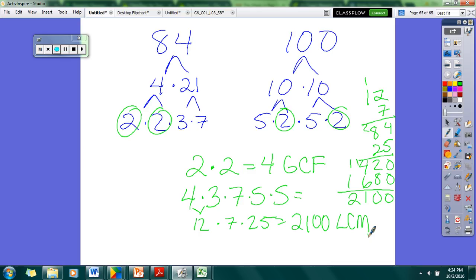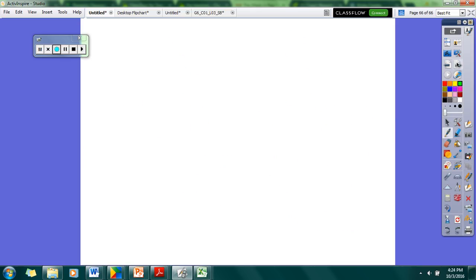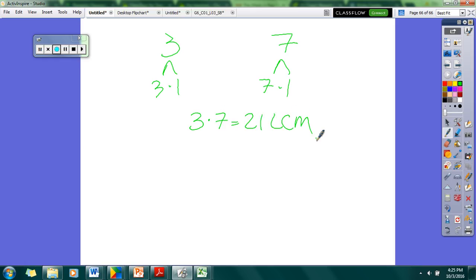I want to show you one more example of what happens when I have small numbers like 3 and 7. Okay, these are both prime numbers. I can't break them down anymore. So when I cannot break them down and I have 0 partners, I just multiply the numbers together. So LCM would be 21.